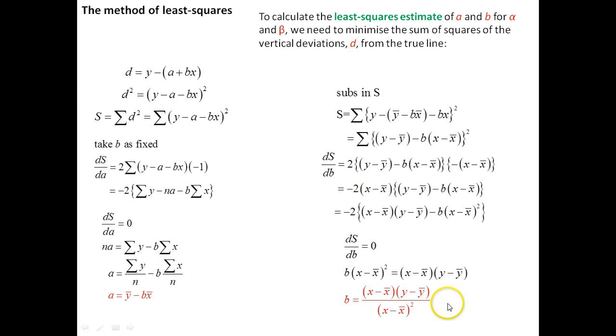So my b is now equal to Sxy, which I have on the top, over Sxx. So to work out the least squares estimate of b, least squares because I'm squaring the difference and making it the minimum. So I've done both minimum. So my estimate for b is now Sxy over Sxx, and my estimate for a is y bar minus b x bar.